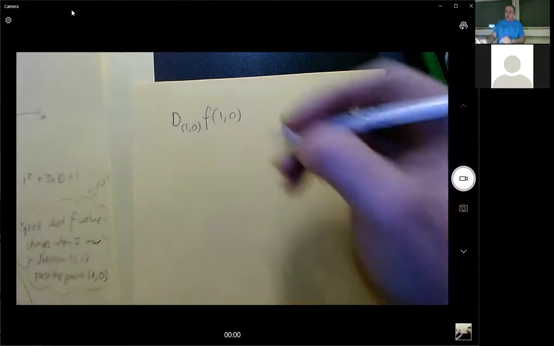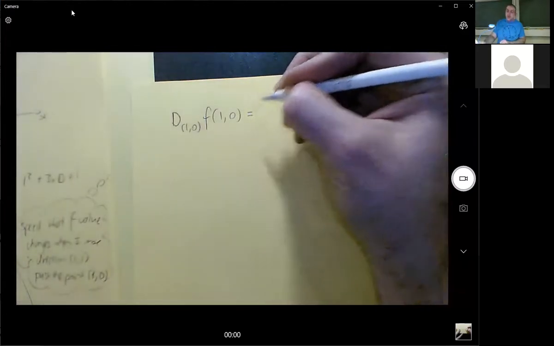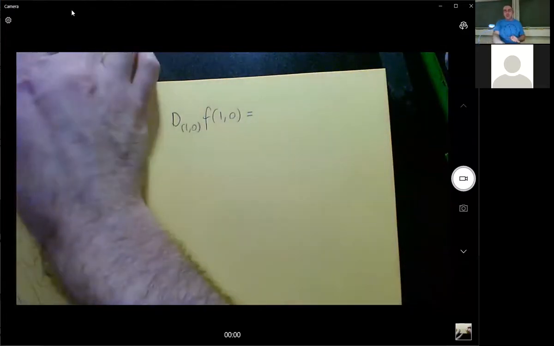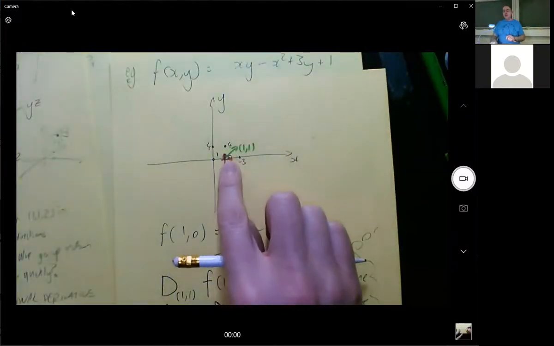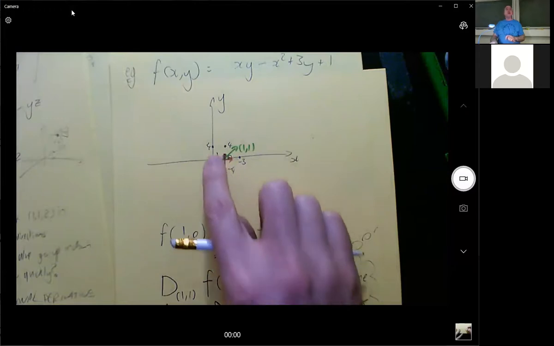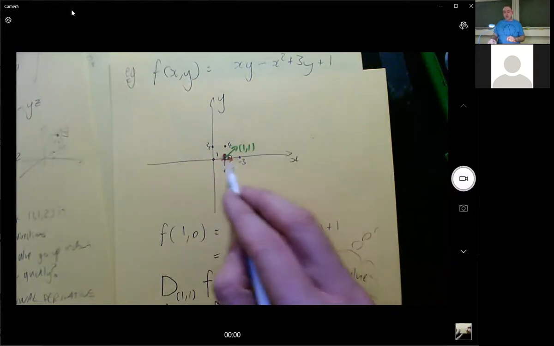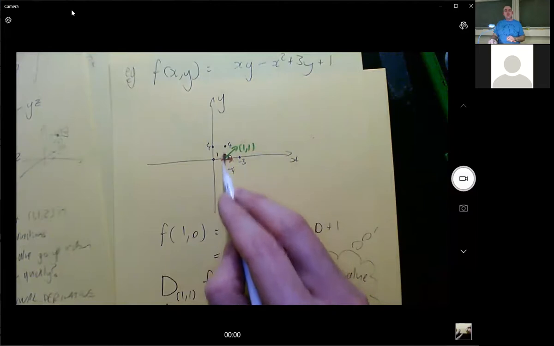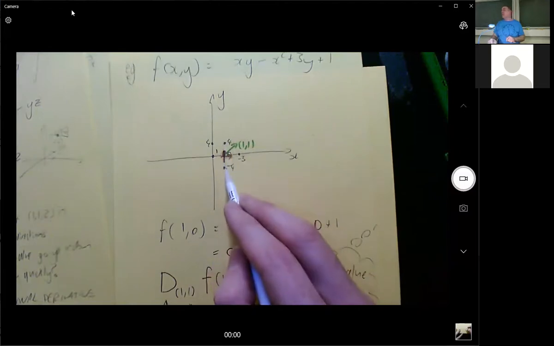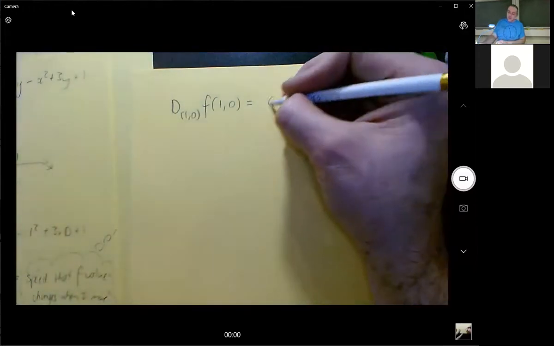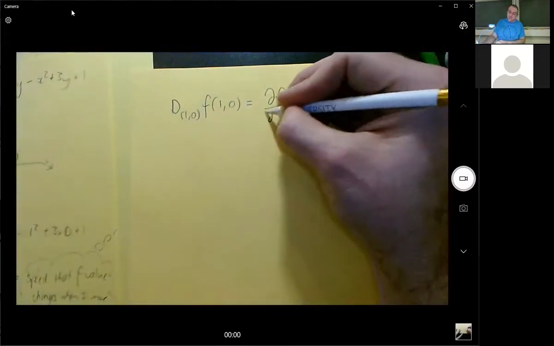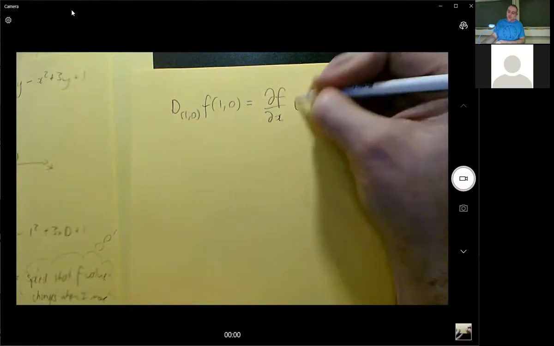And it turns out that this, watch very closely, if I go this way, then I'm changing the value of x, but the value of y is staying the same as it was before. And if I go this way, I'm changing the value of y, but the value of x is staying the same as it was before. And so this is called the partial derivative with respect to x at the point 1, 0.